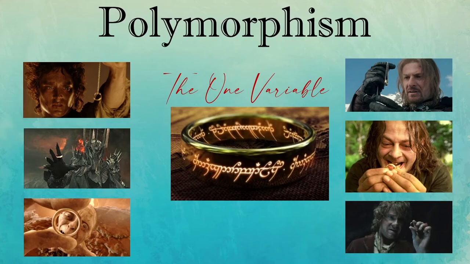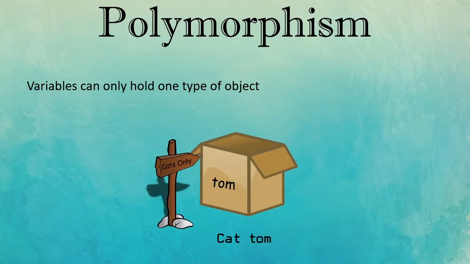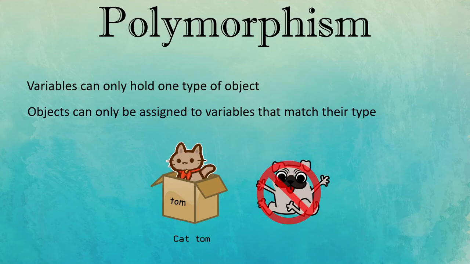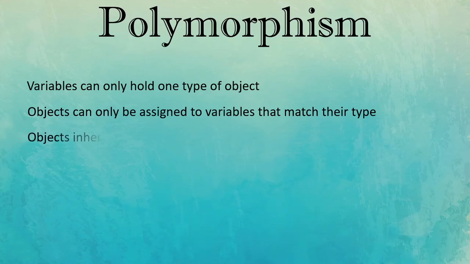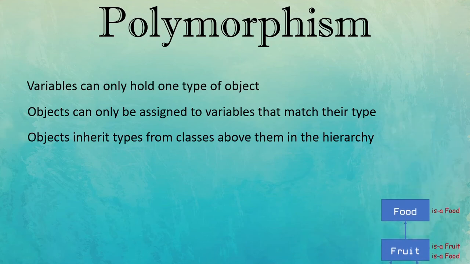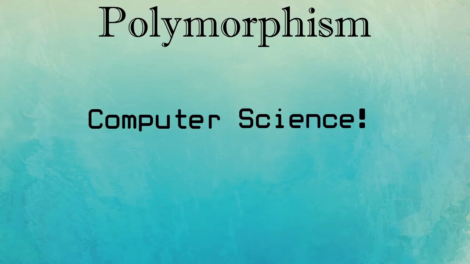We will explore how we can take advantage of this power in future videos. For now, remember, variables can only hold one type of object. Objects can only be assigned to variables that match their type. Objects inherit types from classes above them in their class hierarchy, and objects can be assigned to a variable that matches any of its types. And that is computer science.